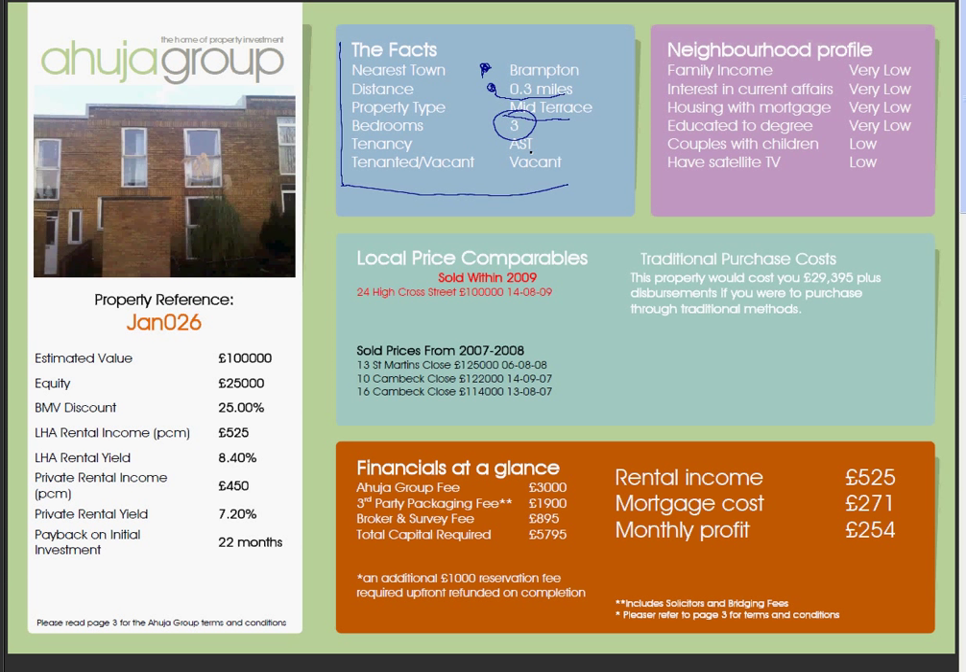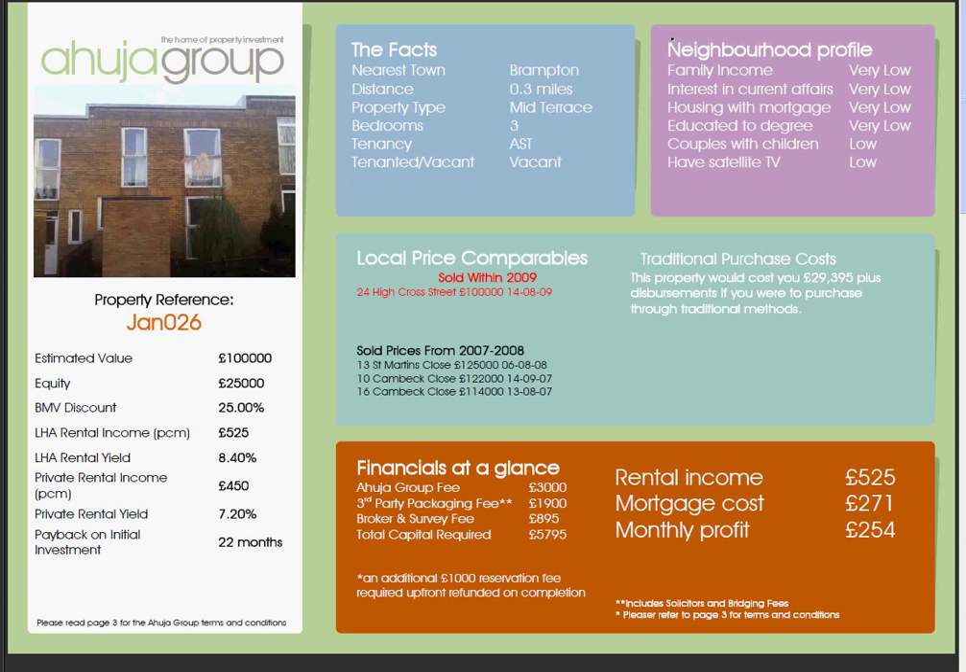Now tenancy, that's AST, that's the suggested type of tenancy, and you can either have assured shorthold tenancy, which is AST, or HMO, which is all about renting the rooms. So in this one we're saying you should just rent it to a family. And whether the property is empty or vacant, and in this one it is vacant. Okay, let's clear that.